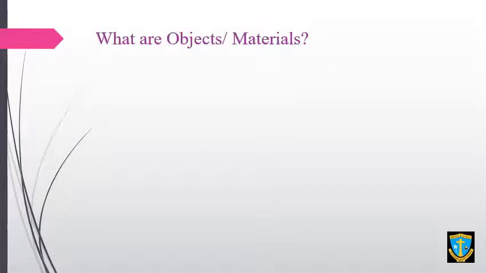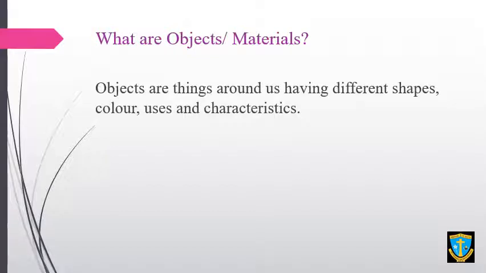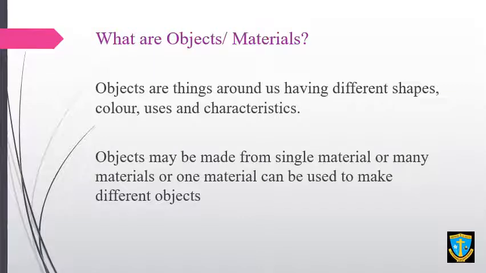So, we can group objects depending upon the materials they are made up of, depending upon their use and convenience. So, what are objects and materials? Objects are things which we have around us, having different shapes, size, color, use and characteristics. Now, objects can be made from a single material or many materials. Or one material can be used to make different types of objects.